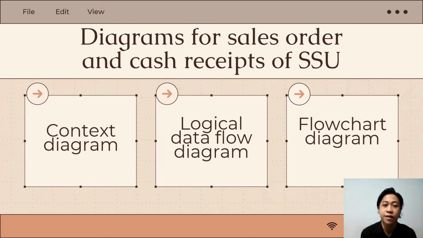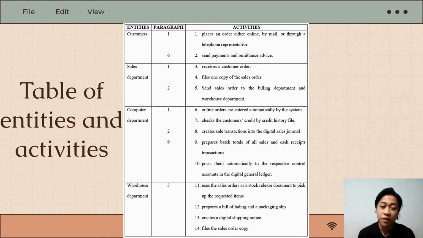We'll be presenting the diagrams for sales order and cash receipt of SSU. There are three diagrams: context diagram, logical data flow diagram, and flowchart diagram. To create the diagram, we have to formulate a table of entities and activity first.